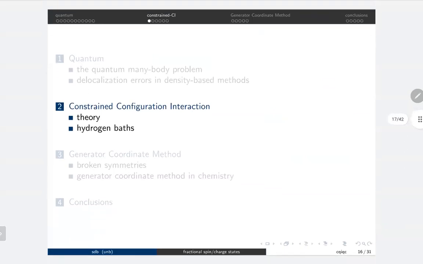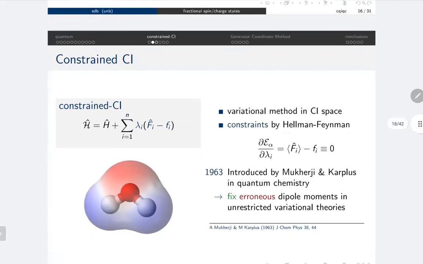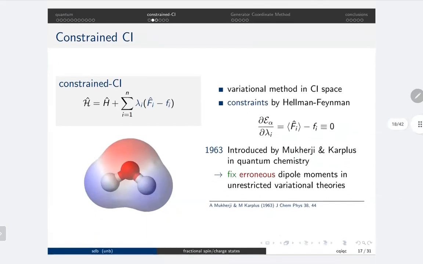Okay, so how did we try to shed some light on this problem? We did that by doing constrained configuration interaction. What is constrained CI? I think the original formulation of constrained configuration interaction was done by Dirac himself, but it was only introduced in 1963 by Mukherjee and Karplus. And it was used at the time to fix erroneous dipole moments in unrestricted variational theories.